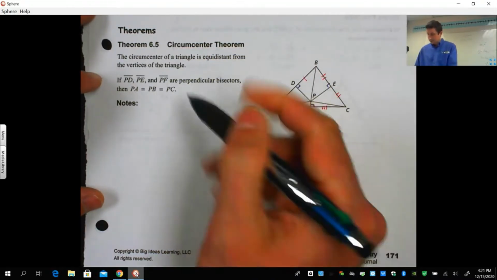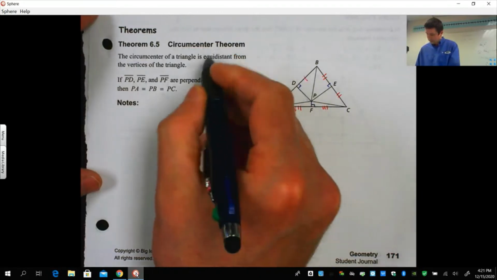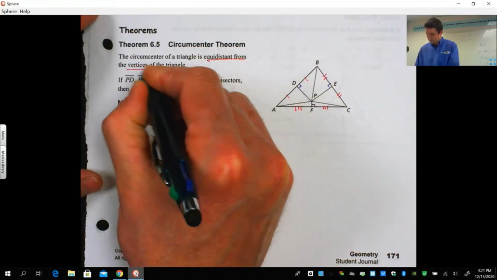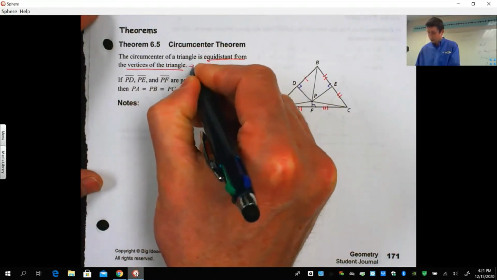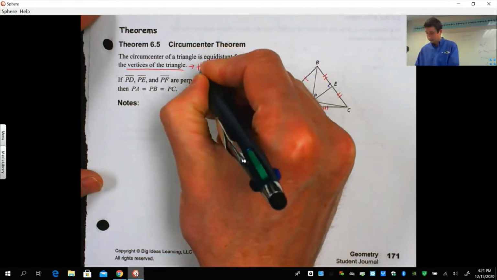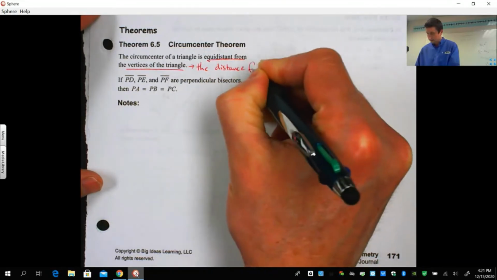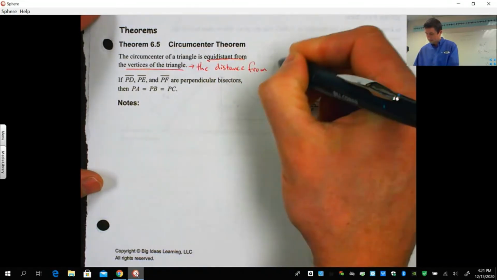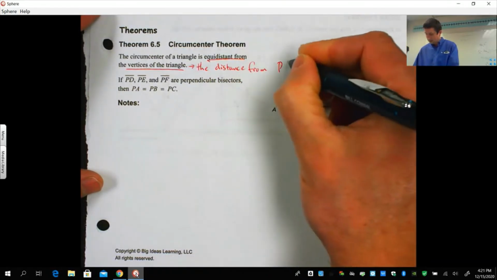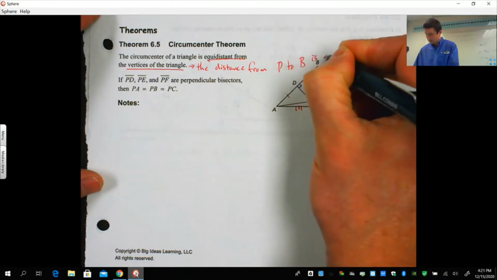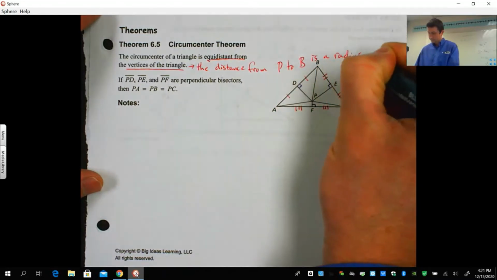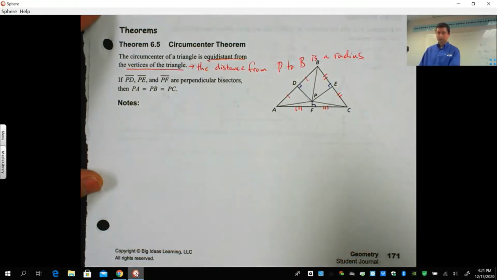And so this statement here, equidistant from the vertices of the triangle. What that means is the distance from P to B is a radius. And that's what's going to happen. That's why they call them a circumcenter.